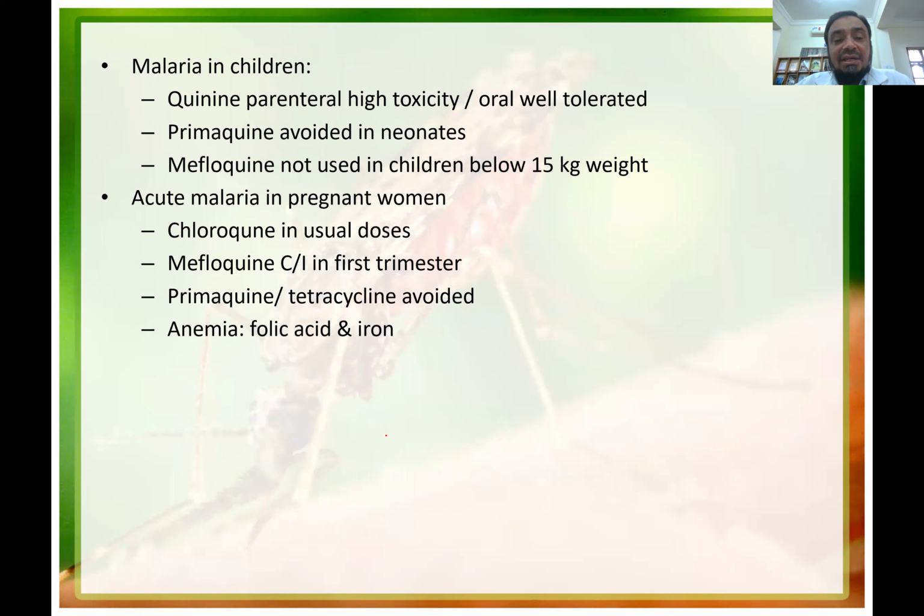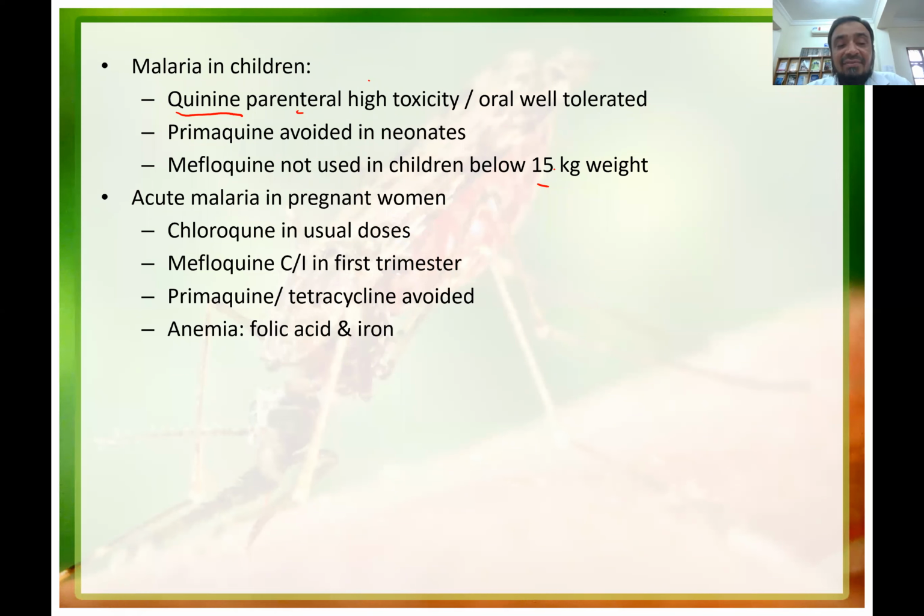Now malaria in children, quinine should not be given because of high toxicity. The parenteral quinine, oral quinine can be tolerated well, but in children also you can give the artemisinin compounds, which are the first line for falciparum malaria. Primaquine avoid in neonates because of G6PD deficiency, and mefloquine should not be used in children less than 15 kg weight, again because of the adverse effects.